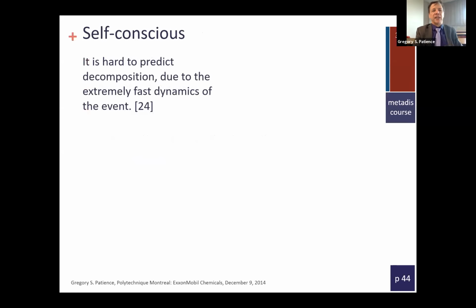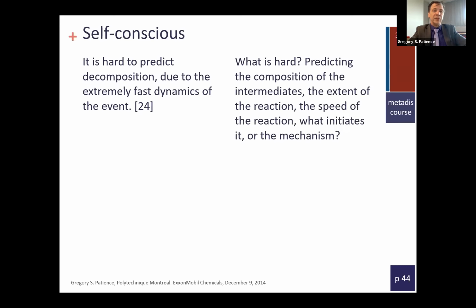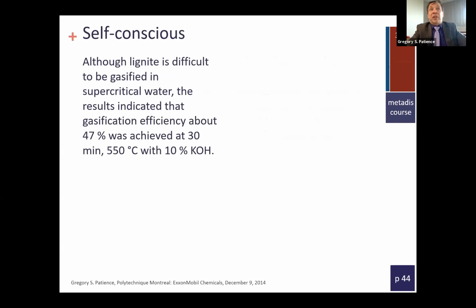So here's the sentence. It is hard to predict decomposition due to the extremely fast dynamics of the event. Well, it's not hard. I could say it's 0.3. I just predicted it. That wasn't hard. Okay. What happens with this sentence is it hides what was the problem. The prediction, that's not a problem. Now, was the problem the extent of the reaction? Was it the speed of the reaction? What initiates the reaction? Was the analytical insufficient? So when you use self-conscious terms like this, you are really hiding what the problem is.